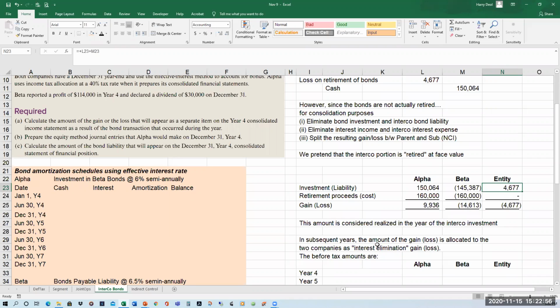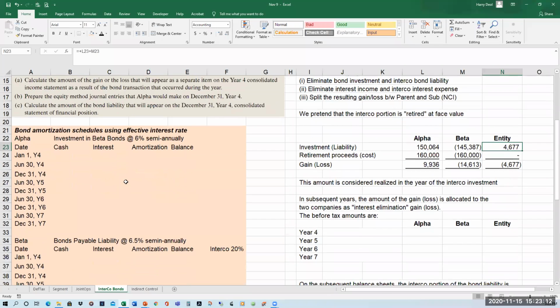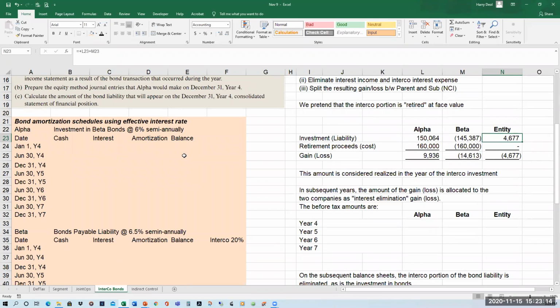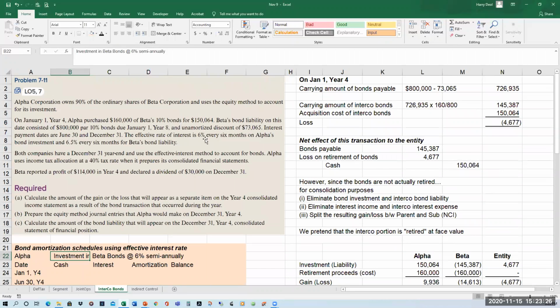But then in subsequent years, what happens is that the amount of the gain or loss is allocated to the two companies, Alpha and Beta, as interest elimination gain or loss. To calculate those amounts, we have to make an effective interest amortization schedule. So as far as Alpha Company is concerned, Alpha has an investment in Beta bonds on which the effective rate is 6% for every 6 months.